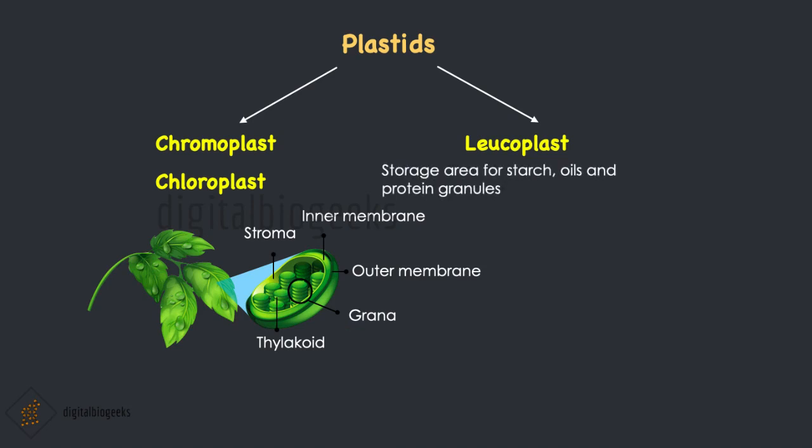Leucoplast is the storage area for starch, oils and protein granules. Like mitochondria, plastids also have their own DNA and ribosomes.